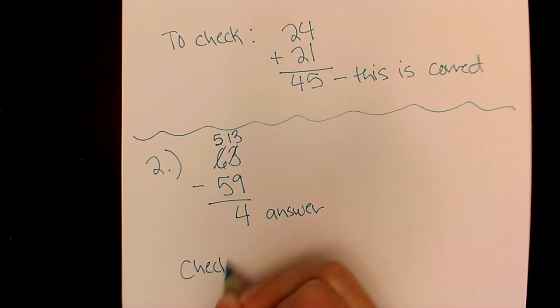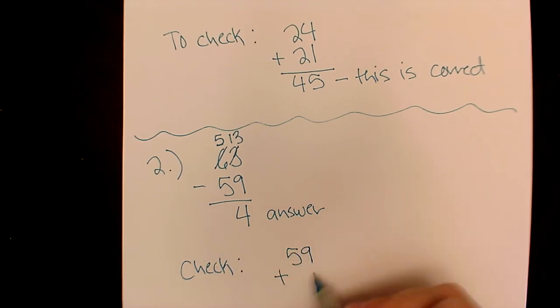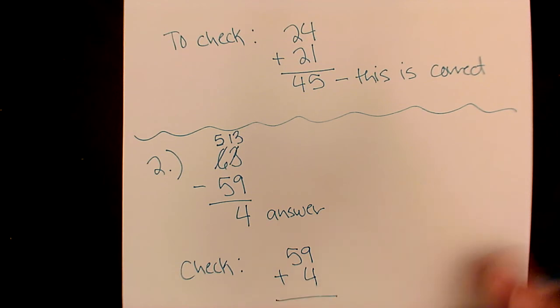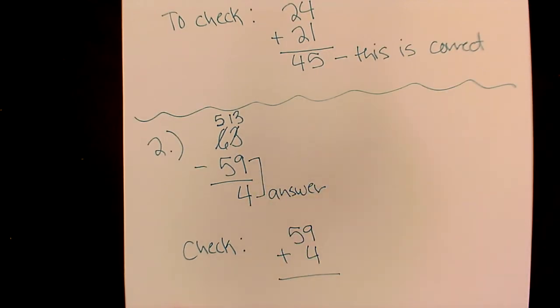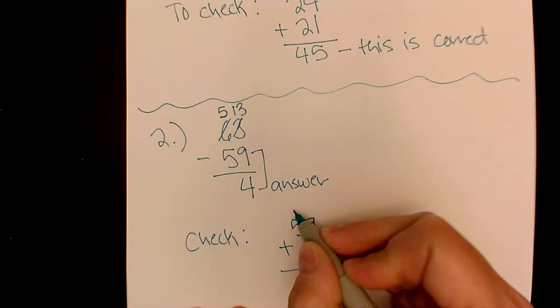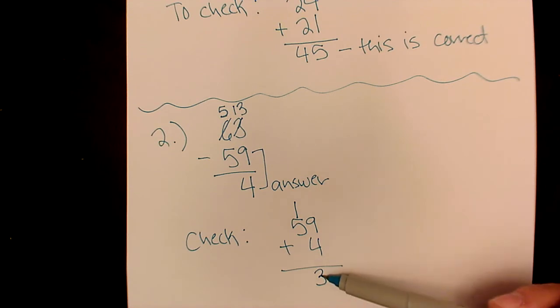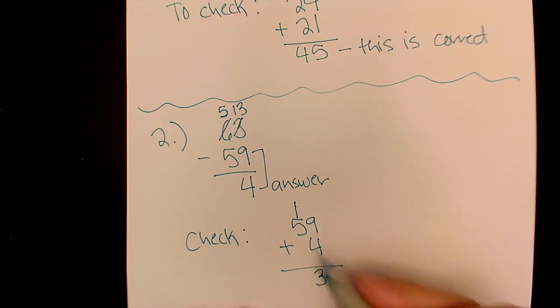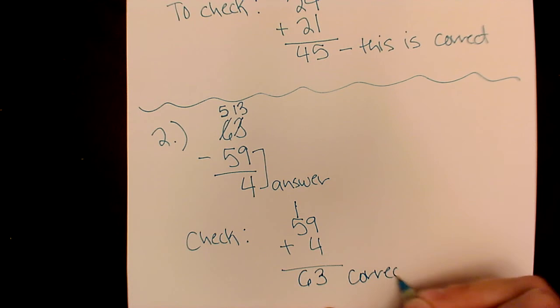And let's do a check. So let's again take our answer and add it to that 59, and adding down, we get 9 and 4 is 13. Remember, we have to carry the 1. So this is correct. It does check.